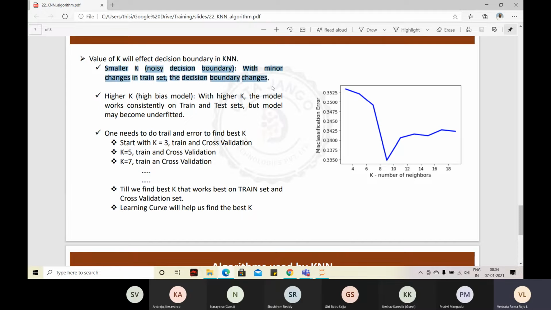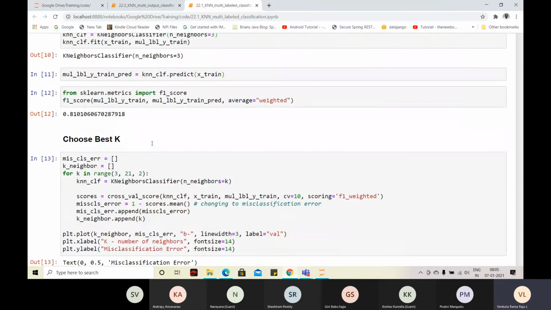The decision boundary will oscillate with the change in data. Change in data is quite common in real time. Every day you'll get data. So that's higher k. With higher k, the model works consistently on train set and test set, but the model may become underfitted. If you see this here, the example actually shows you.